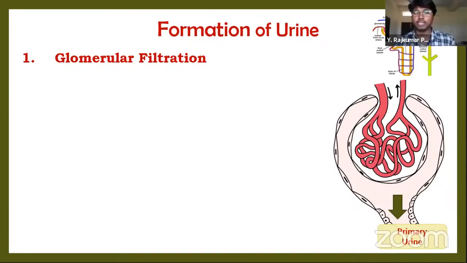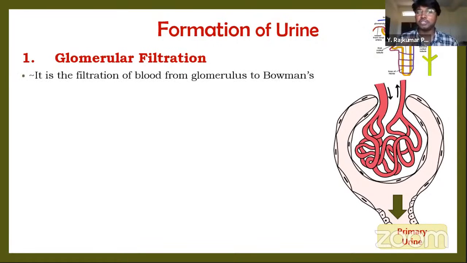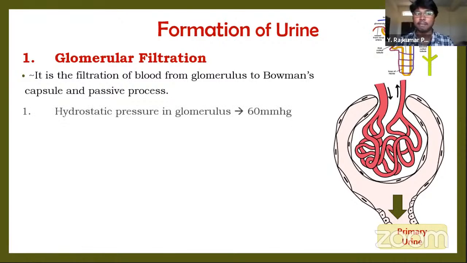The first step is glomerular filtration. The name itself says that something is getting filtered. So it is the filtration of blood from the glomerulus to Bowman's capsule. Now you must know what is meant by glomerulus and Bowman's capsule. Beside you can see the diagram. In the diagram you can see the blood capillary structure. This network of blood capillaries is called the glomerulus, and the U-shaped structure which you can see, which is white colored, is called Bowman's capsule. So it is a passive process.